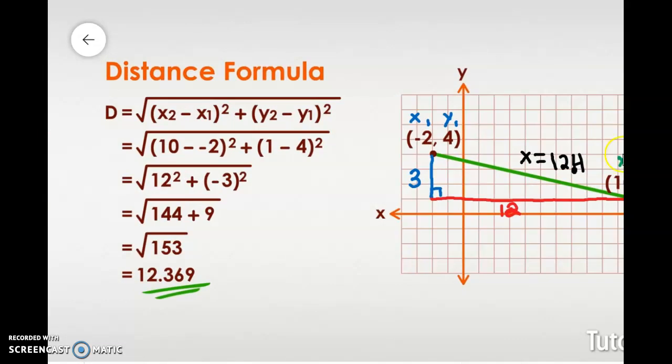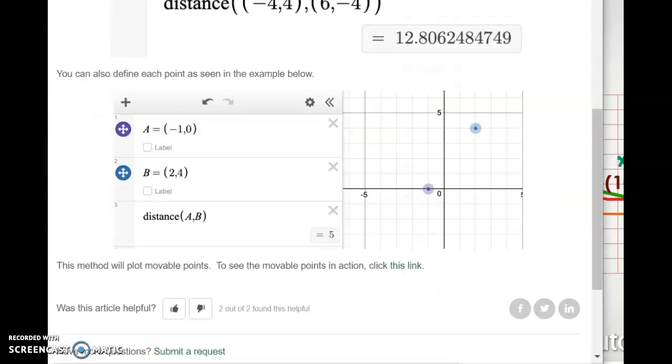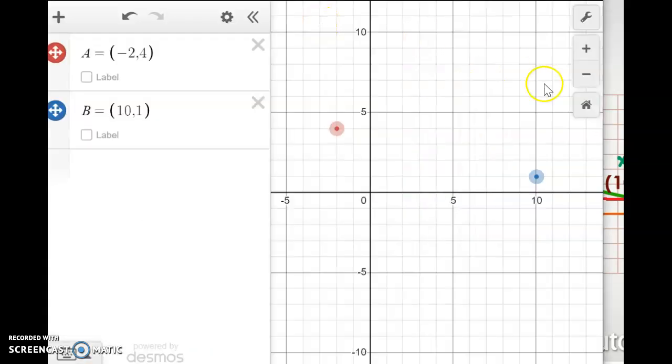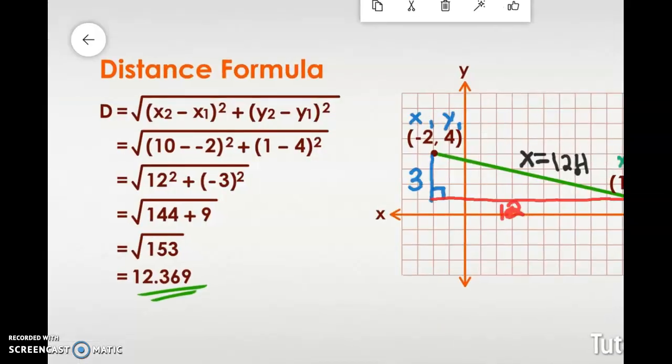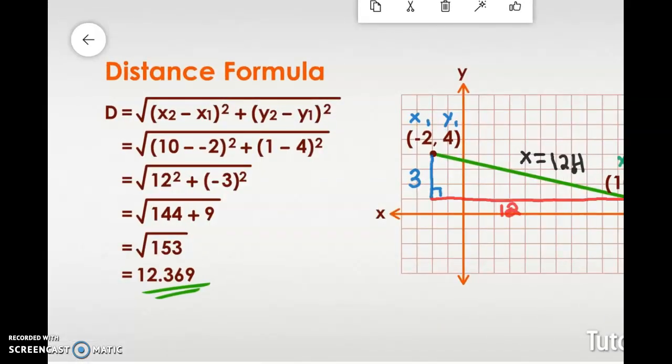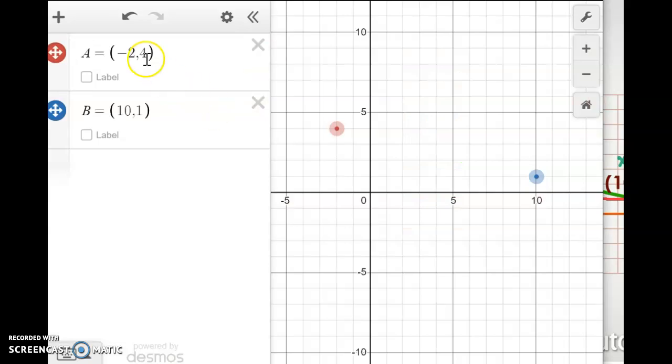Now, I also want to show you how we could skip all the math and just use Desmos to do this. If I wanted to use Desmos, you just go to your Desmos calculator, and what we were looking for in this problem was the distance between 2 points, negative 2, 4 and 10, 1. If you notice here, I have those 2 points plugged in. So negative 2, 4 and 10, 1.